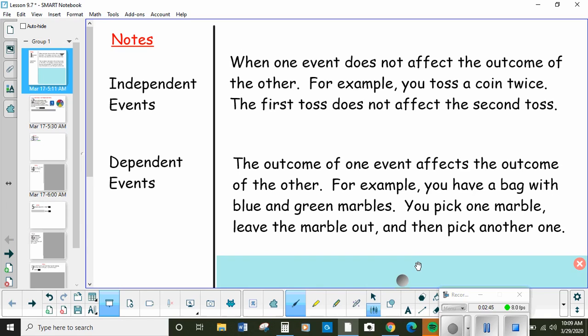So that's the difference between independent events and dependent events. Dependent events, the first one affects the second. Independent, the first one doesn't affect the second. All right, so pause the video if you guys need to finish up on that. Otherwise, we're going to move on.